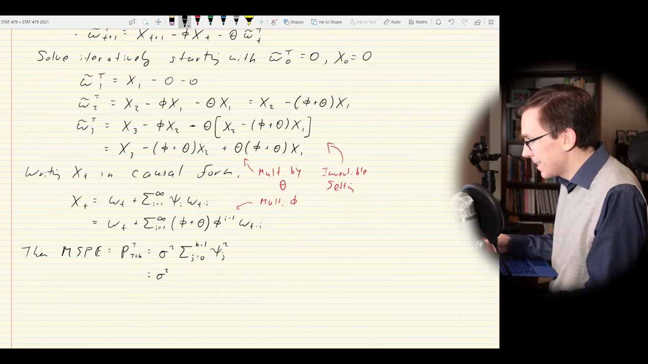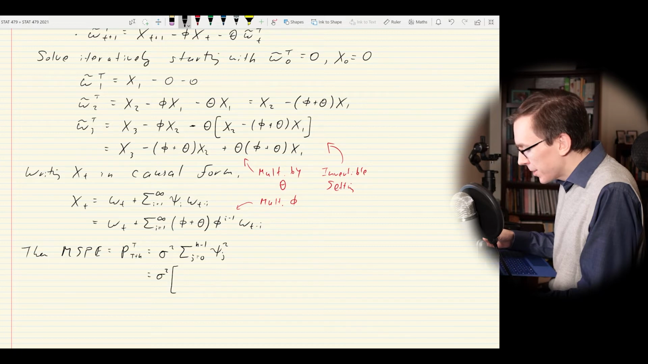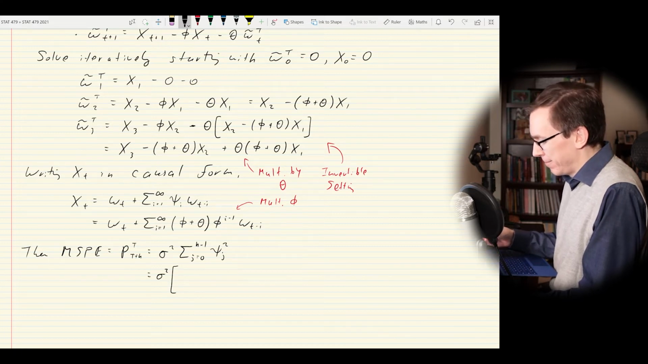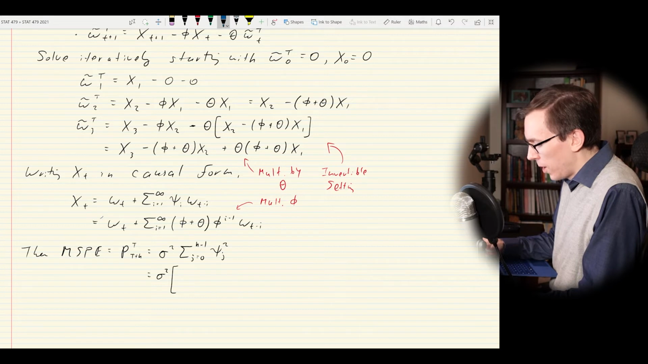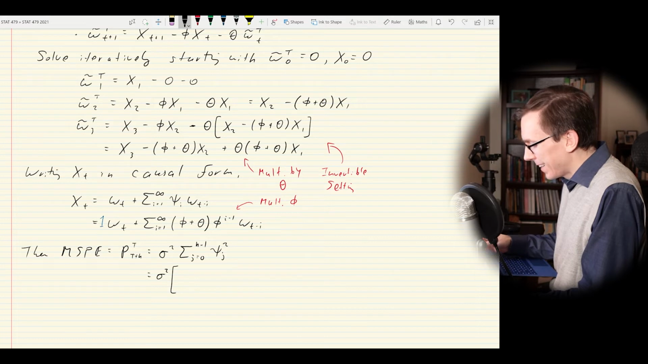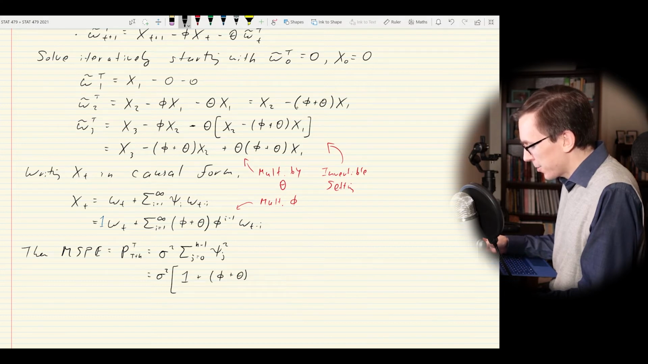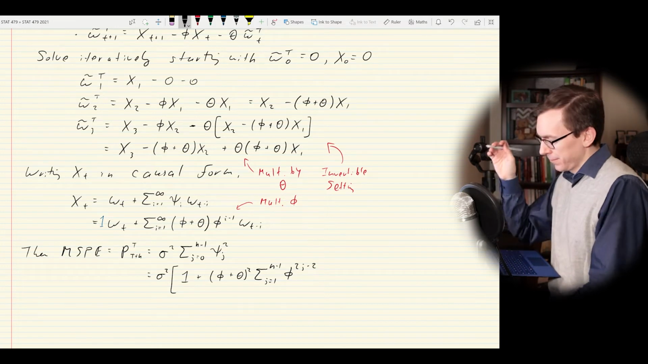Now, when we put this using what we have up above, we know that psi_0 is going to be 1. That's corresponding to the 1 that's sitting in front of this term out here, but isn't really doing anything. So we get a 1. And then we get the phi plus theta squared, and then we get a summation j from 1 to h minus 1 of phi to the 2j minus 2.